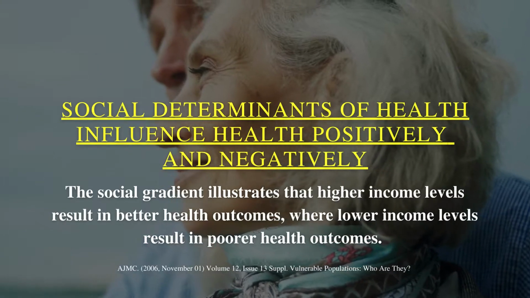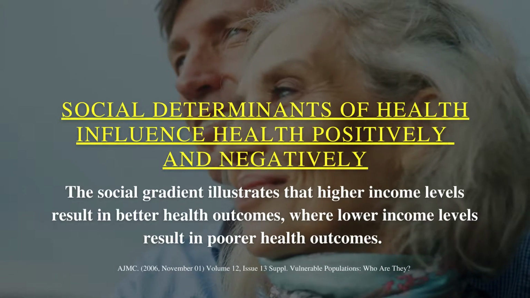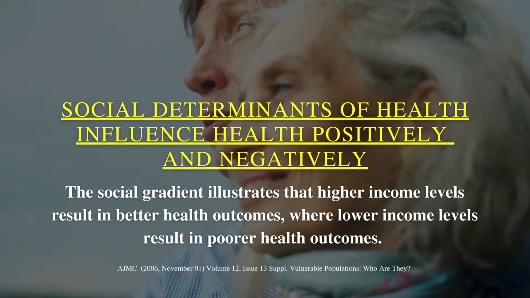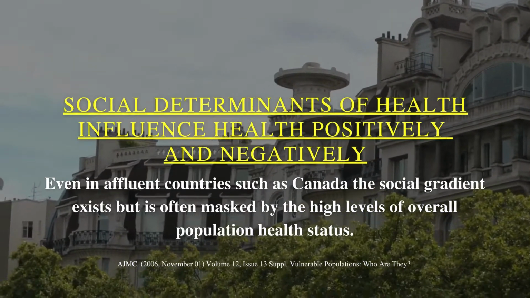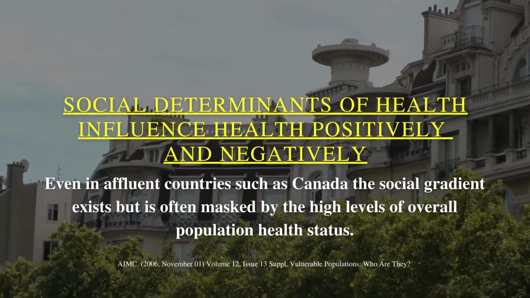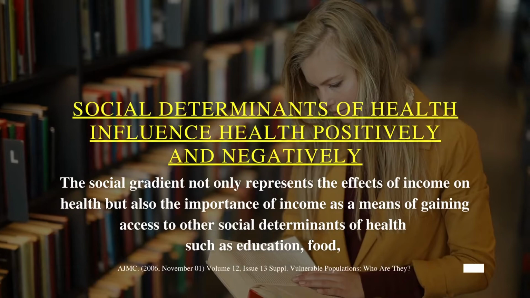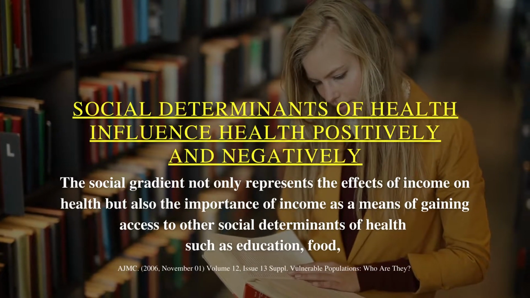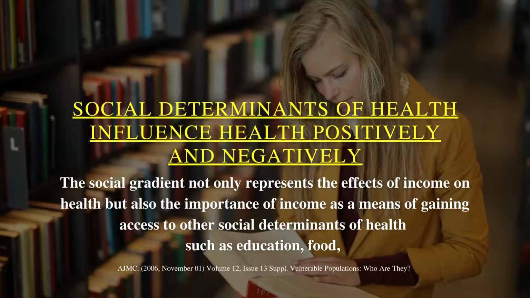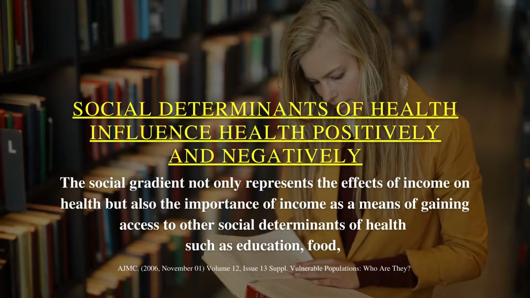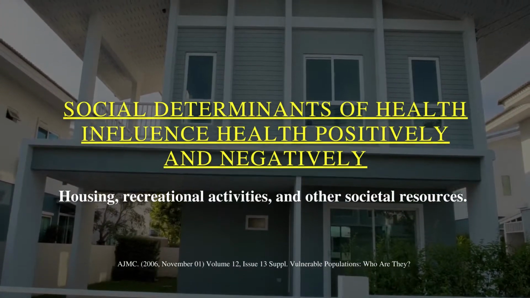The social gradient illustrates that higher income levels result in better health outcomes, where lower income levels result in poorer health outcomes. Even in affluent countries such as Canada, the social gradient exists, but is often masked by the high levels of overall population health status. The social gradient not only represents the effects of income on health, but also the importance of income as a means of gaining access to other social determinants of health, such as education, food, housing, recreational activities, and other societal resources.